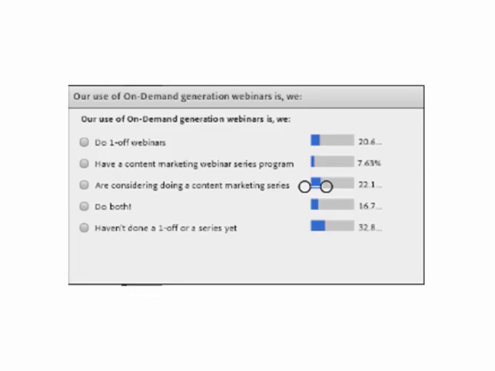About 20% of you are doing one-off webinars. Small percentage, about 8%, have a content marketing series program. That's encouraging. 23% of you are considering doing a content marketing series. About 16% do both, and about a third of you haven't done any. So that's good to hear, because there's something in this webinar for everybody.